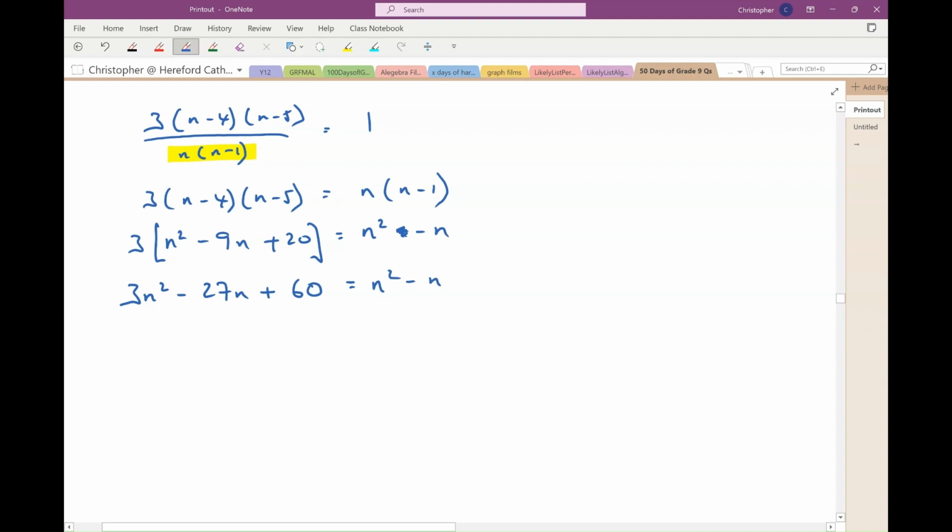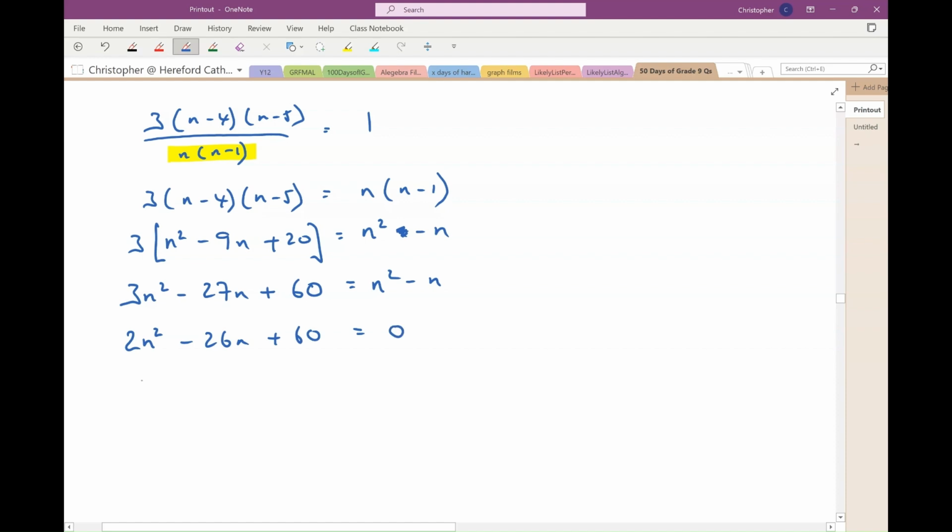Now this is a quadratic equation, isn't it? Get everything on one side and then factorise. So I'm going to minus n squared from both sides. So now I'll just have 2n squared there, and I've got rid of the n squared from the right. I'm going to add n to both sides. So now I've got 2n squared minus 26n plus 60 equals 0.